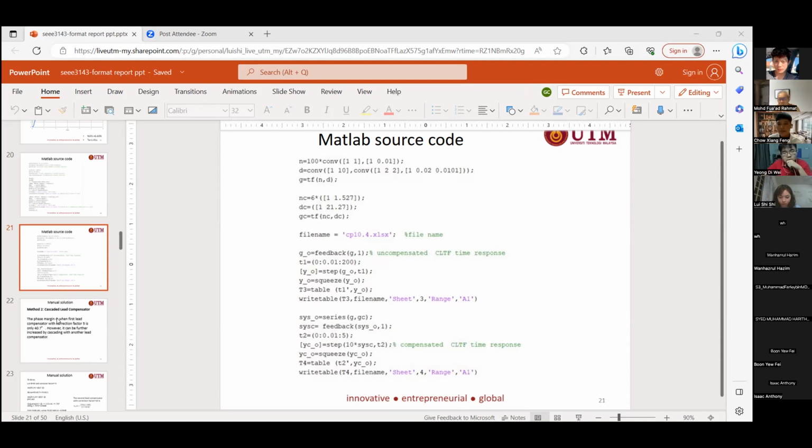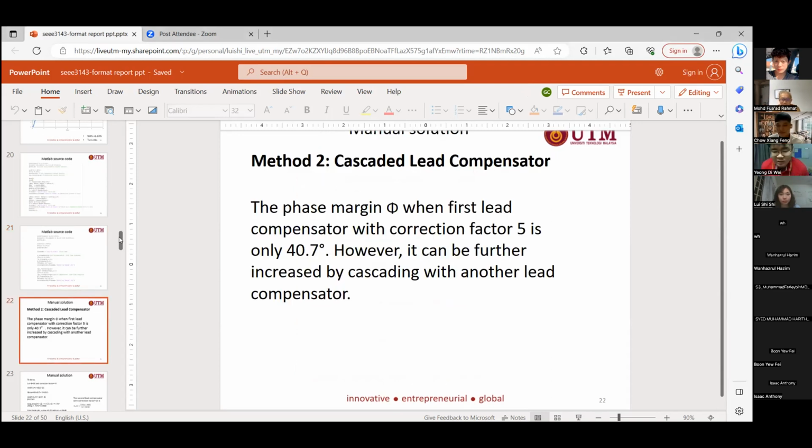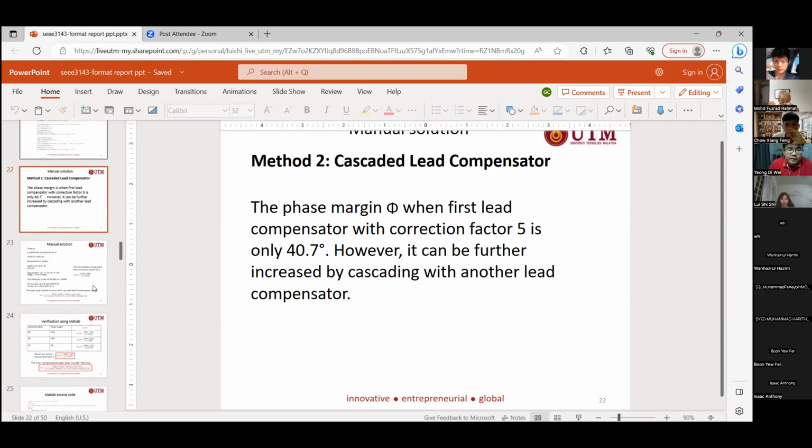Okay, next. I will continue to present the next part. So actually we have used another method to solve the problem, which is cascaded lead compensator. That means we use 2 lead compensators to solve. The first compensator uses a correction factor of 5. So the measured phase margin is 40.7.